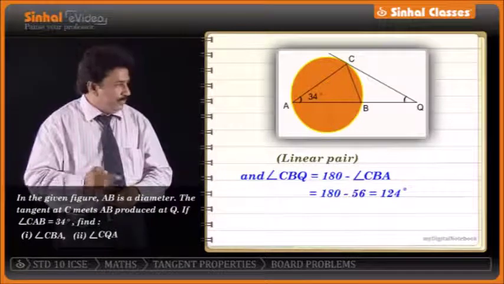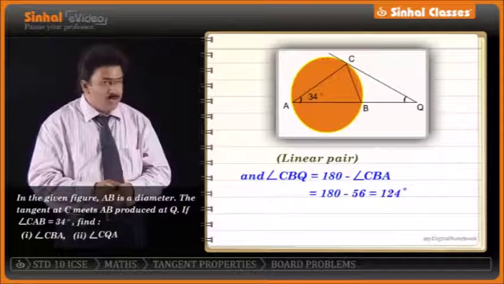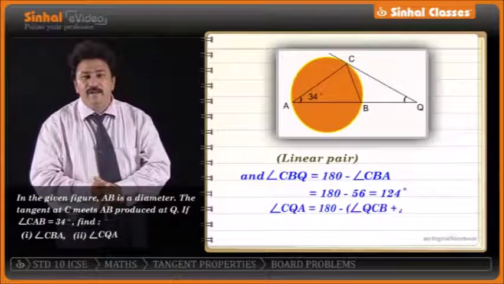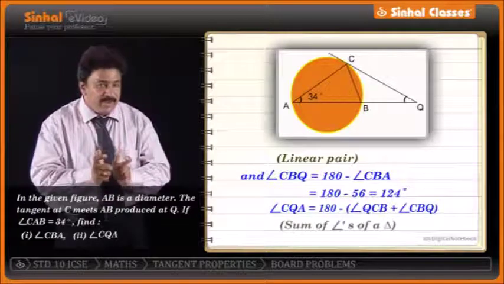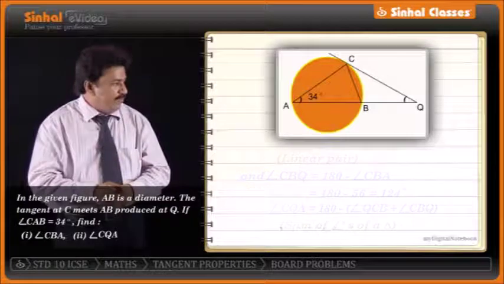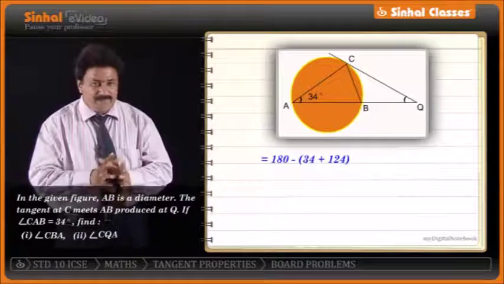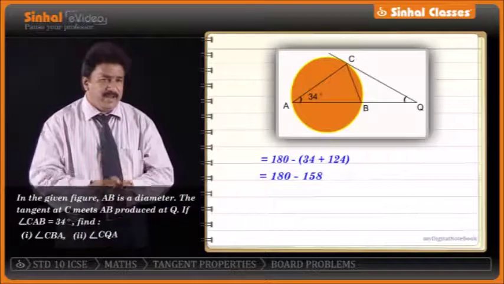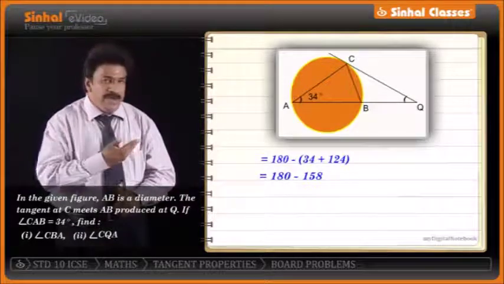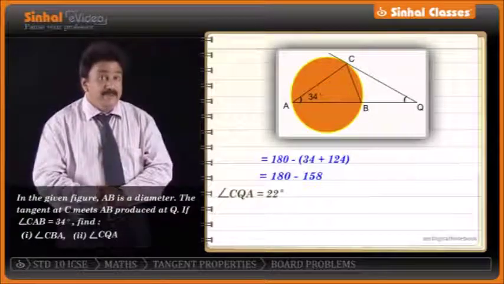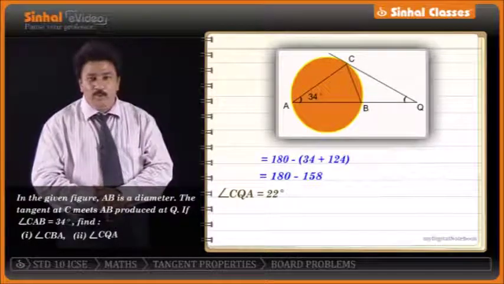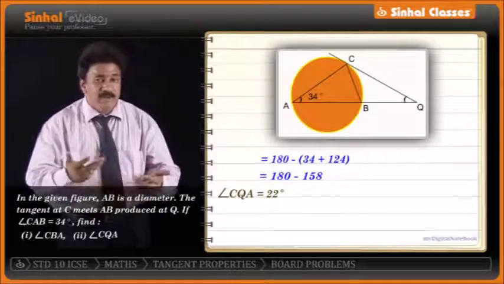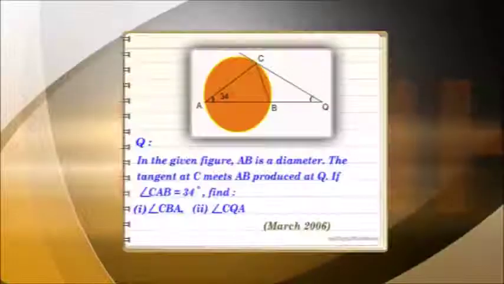In triangle CBQ, angle CQA is equal to 180 minus, in the bracket, angle QCB plus angle CBQ. That is 180 minus, in the bracket, 34 degrees plus 124 degrees, which gives me 180 minus 158 degrees. After subtraction, I get 22 degrees. So this 22 degrees is the measurement of angle CQA. I got the answer I wanted. The measurement of angle CQA is 22 degrees, and the sum gets over.